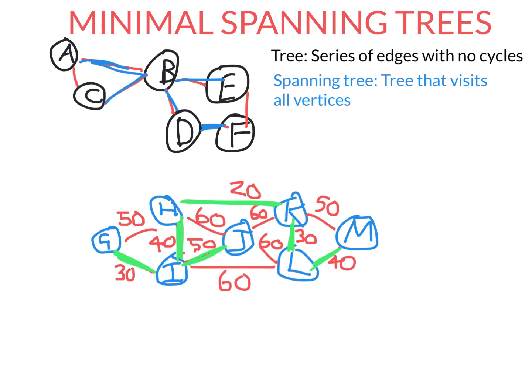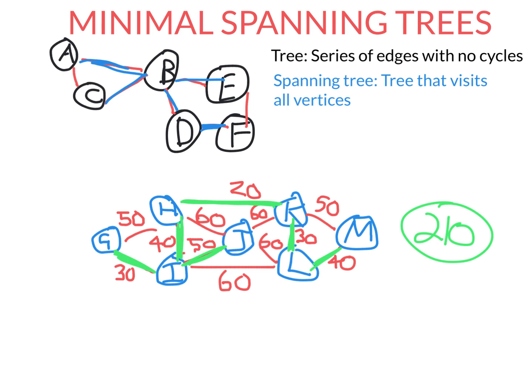So the cost of cabling is 30 plus 40 plus 50 plus 20 plus 30 plus 40. It is 210 all up. That is the minimal cost of cabling. We did that by finding the minimal spanning tree.